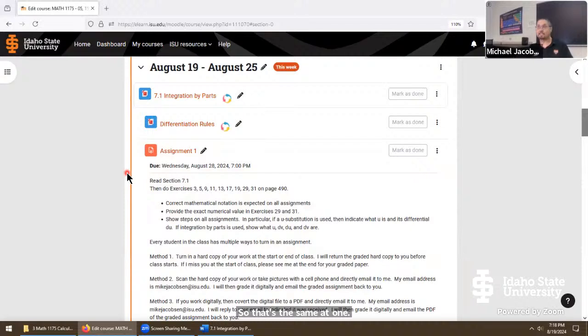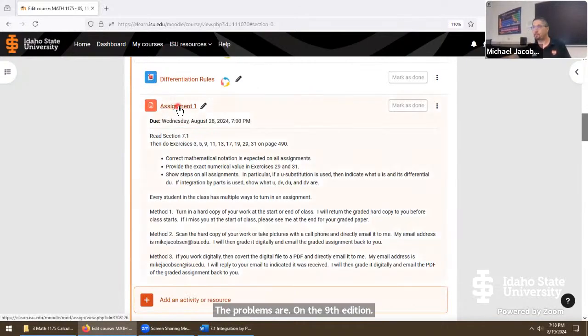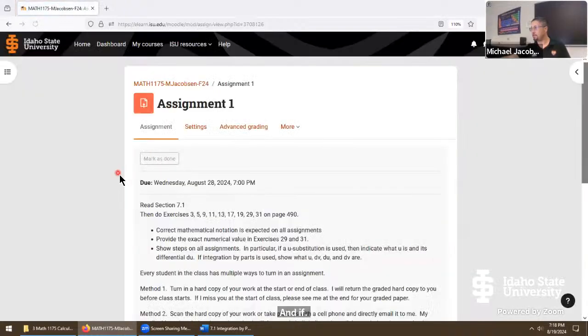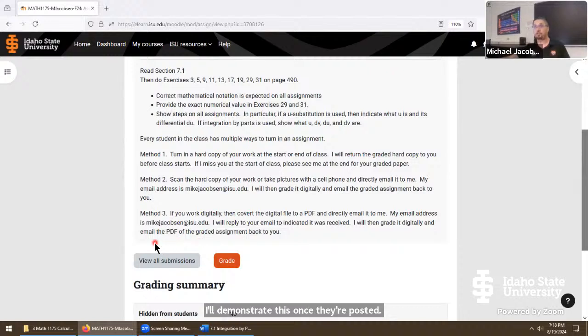I'm going to add some extra stuff to assignment 1. If you're in the 6th, 7th, or 8th edition of the book, those are all wonderful. The problems are out of the 9th edition. Later on, once they're posted, I'll demonstrate this: if you click on here, I'll have a PDF copy of your actual exercises right down here, so we'll know we're doing the same and correct problems.